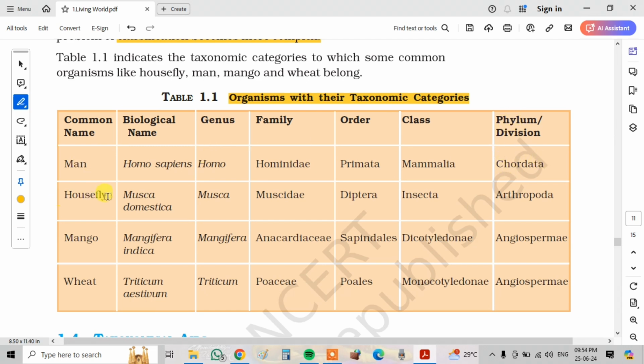Next, housefly. Biological name is Musca domestica, genus is Musca, family is Muscidae, the order is Diptera, class is Insecta, and the phylum is Arthropoda. Next, mango. Biological name is Mangifera indica, genus is Mangifera, the family is Anacardiaceae, the order is Sapindales, the class is Dicotyledonae, and the division is Angiospermae. Wheat. Triticum aestivum is the biological name, the genus is Triticum, the family is Poaceae, the order is Poales, the class is Monocotyledonae, and the division is Angiospermae.